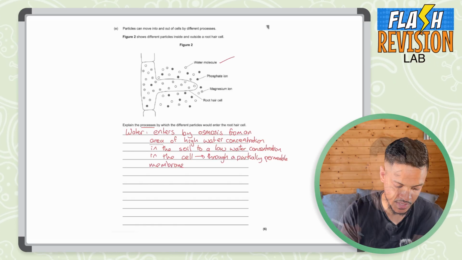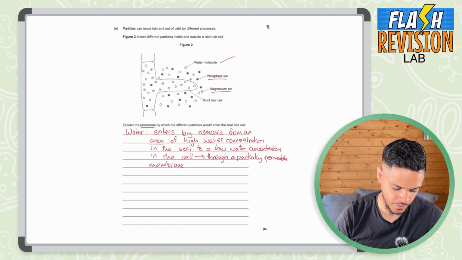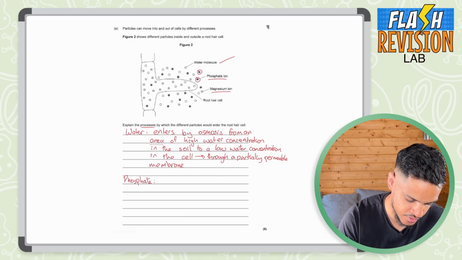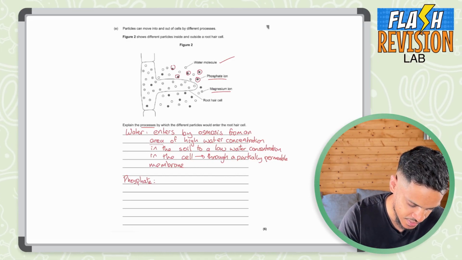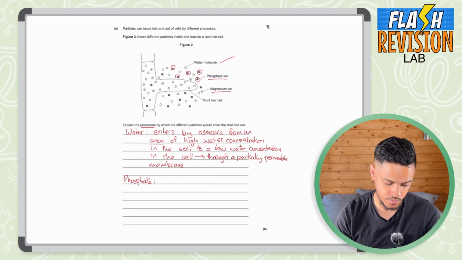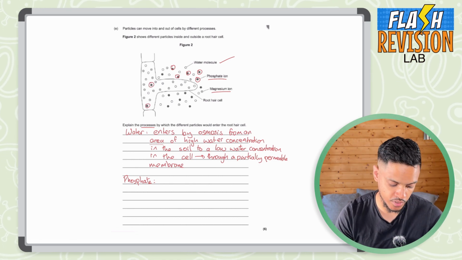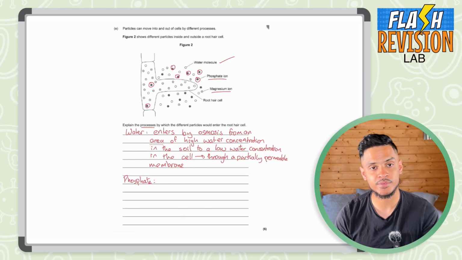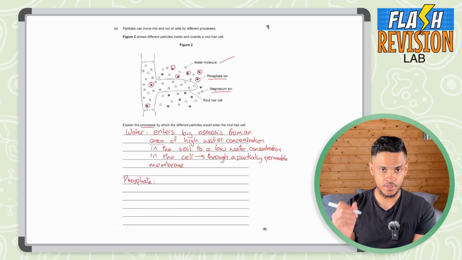Right, now let's look at phosphate and magnesium. Let's start off with the phosphate. So the phosphate are the shaded in circles. So what can we see here? We can clearly see there are so many more phosphate particles outside in the soil compared to inside the cell. There's only 2 in this diagram. There's only 2 inside the cell, all the others on the outside.